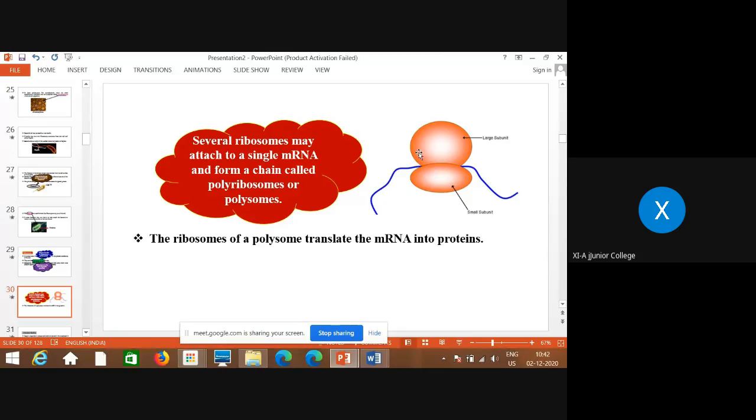Their role is in protein synthesis, which we will discuss later at the time of protein synthesis. You can see here this part is larger in size and this part is smaller in size. So this is called the larger subunit and this is called the smaller subunit. In prokaryotes, the ribosome type is 70S.